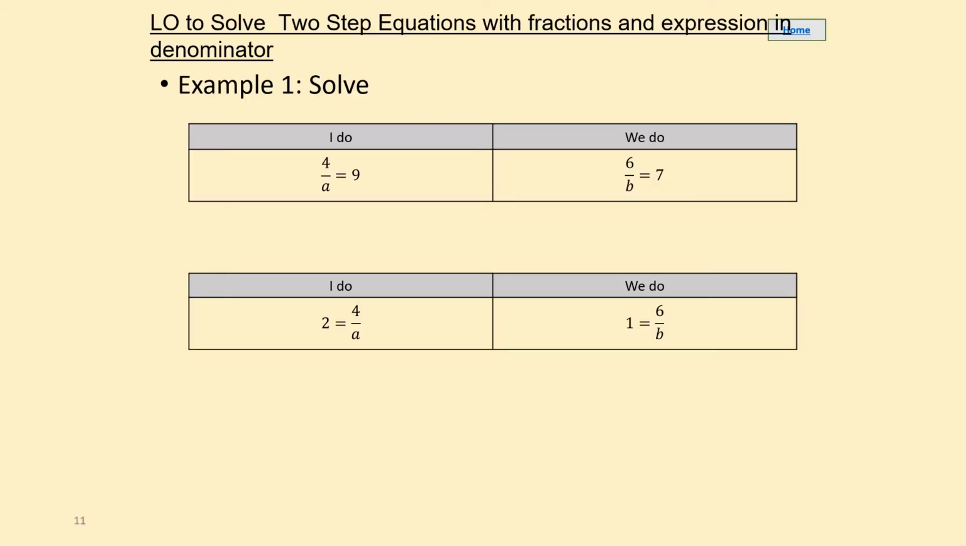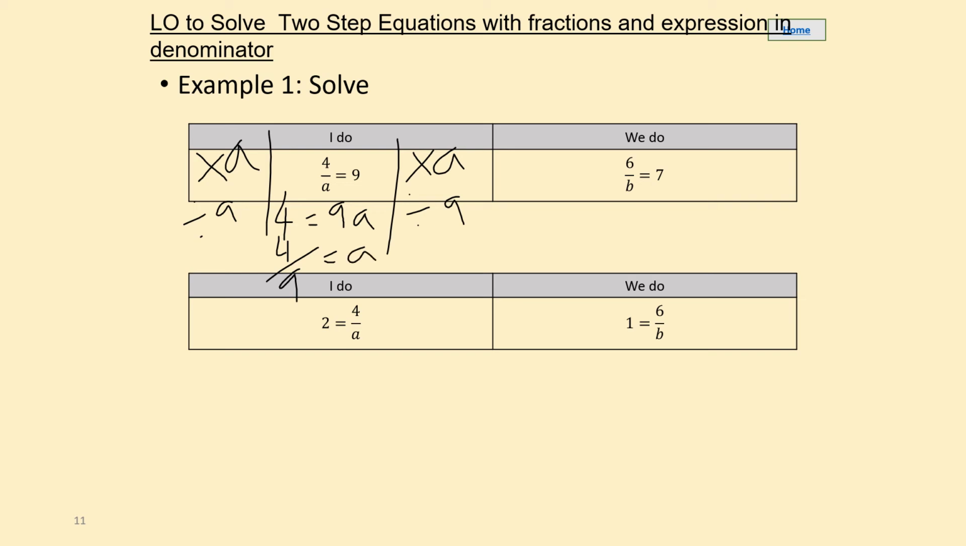Okay, so let's have a go at these. This time, A is in the denominator. Okay, and we still want A by itself, but we don't want part of A, we want A. So we're going to multiply both sides by A. So 4 equals 9A. We now don't want 9 lots of A, we only want A. We're going to divide both sides by 9. So 4 divided by 9 equals A. So we just rearranged it to get A by itself.